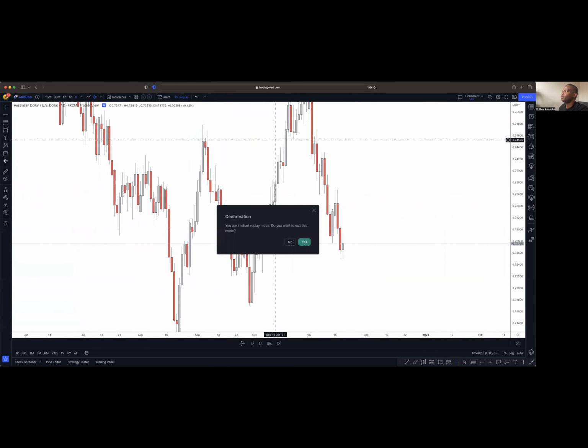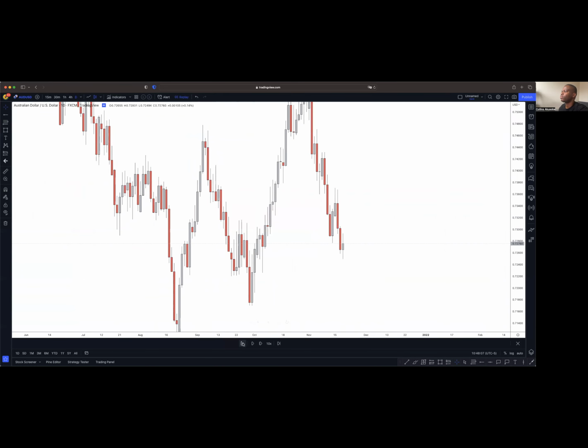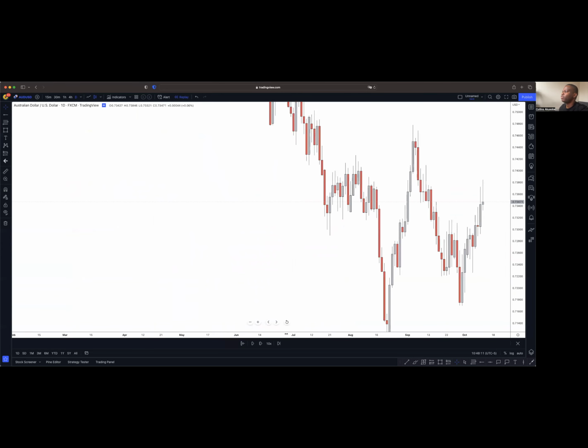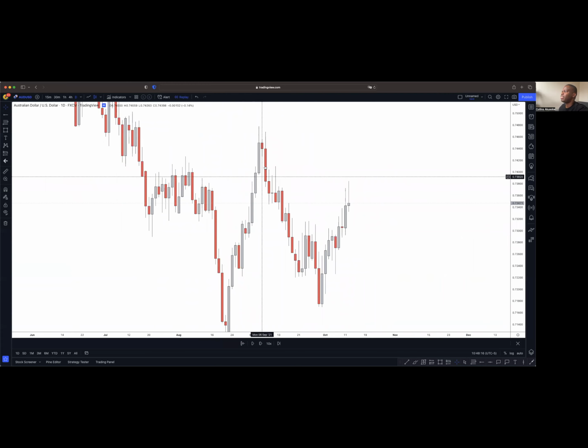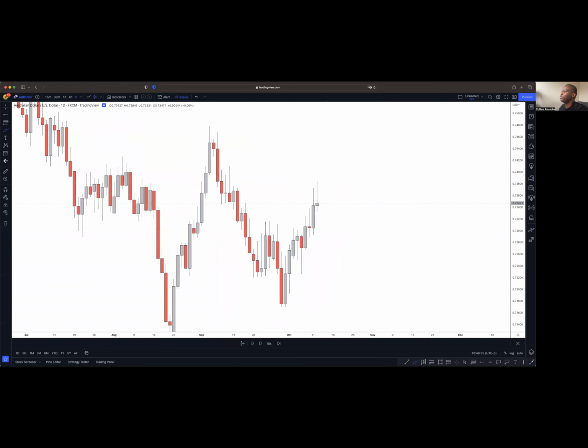Let me go back in time. Okay, so let's look at this. You can see what price is doing. Price was making lower lows and lower highs, lower lows and lower highs. All of a sudden, price changed structure. Now price is making higher highs and higher lows. So we have a bias for the day. Well, we are bullish for the day because the daily is bullish.